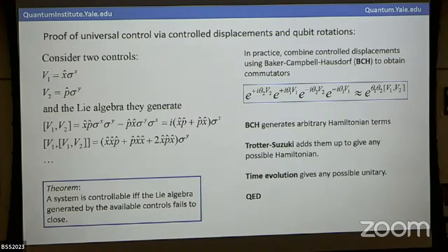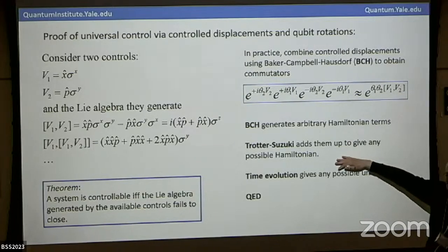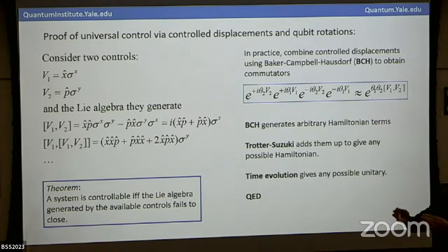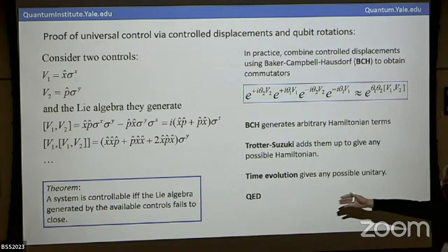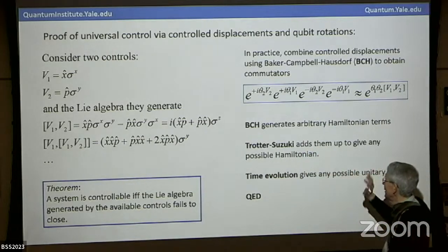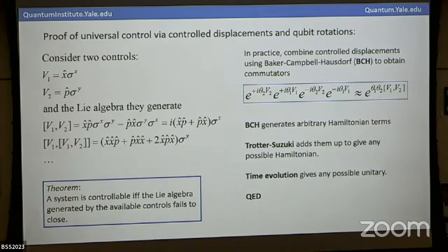Okay. So then also, if you want to add terms, you just use Trotter-Suzuki, right? You just apply each term in succession, break it up in time. And so you can, in principle, except for the fine print, generate any possible Hamiltonian term and evolve the system under it. Okay, so I'll just scratch out the QED.